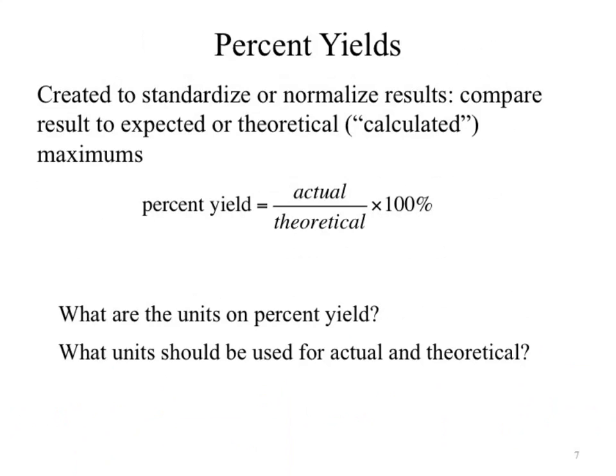How do you get your theoretical value? We do have to divide by it, so we need that number. Where do we get the theoretical value from? That is ultimately a limiting reagent calculation.